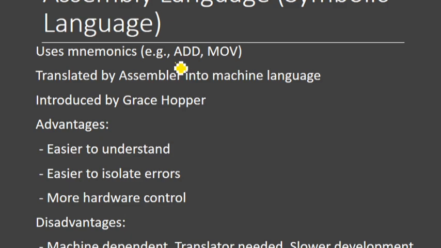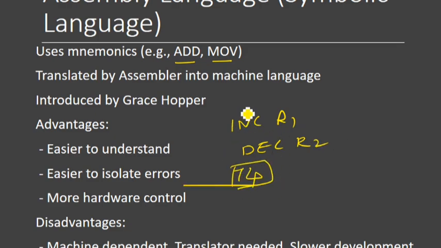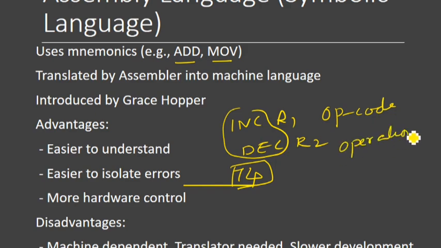So it uses mnemonics: add, move, increment R1, decrement R2. Like this, a processor or machine has around 74 opcodes. What is meant by opcode? It is nothing but operational code.